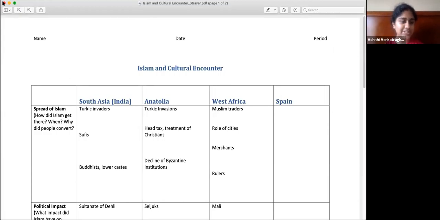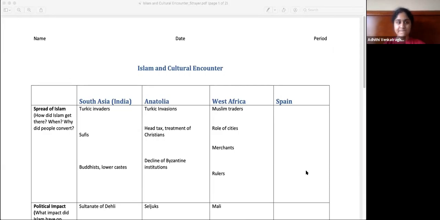Does anyone have any questions about what we did last week about this table in particular, about Anatolia, West Africa, Spain, South Asia, the Sultanate, Seljuks, Mali, any of it? Are there any questions at all from what we did last week? No? All right.